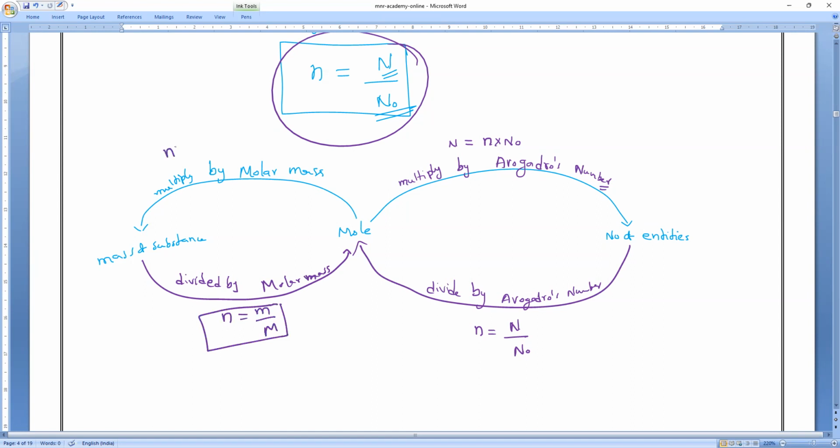I'm saying it again. Number of moles into molar mass will give you the mass, and number of moles is equal to mass by molar mass. So these are the formulas, and this is the concept of mole, or mole concept, which we learned in the last class. And now we are going to do the numericals related to this.